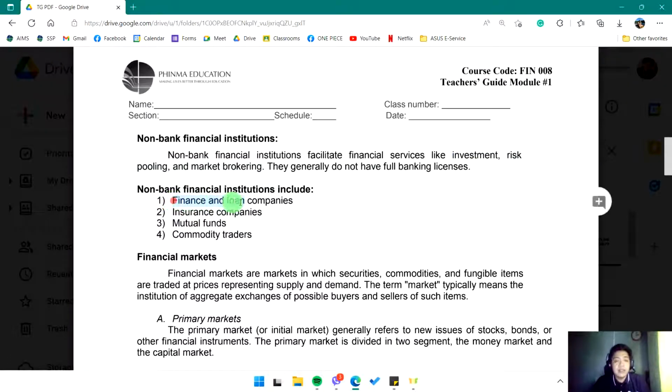These are finance and loan companies, mga companies na nagbibigay ng mga loans sa mga pera sa atin. Insurance companies also take into this. Yung PruLife UK, Sun Investment, ano pa ba? Hindi ko alam kung ano iba pang insurance companies, pero yun, sila yun. Mutual funds and commodity traders. Finance and loan companies, eto masyado na marami din ang nag-emerge ngayon.